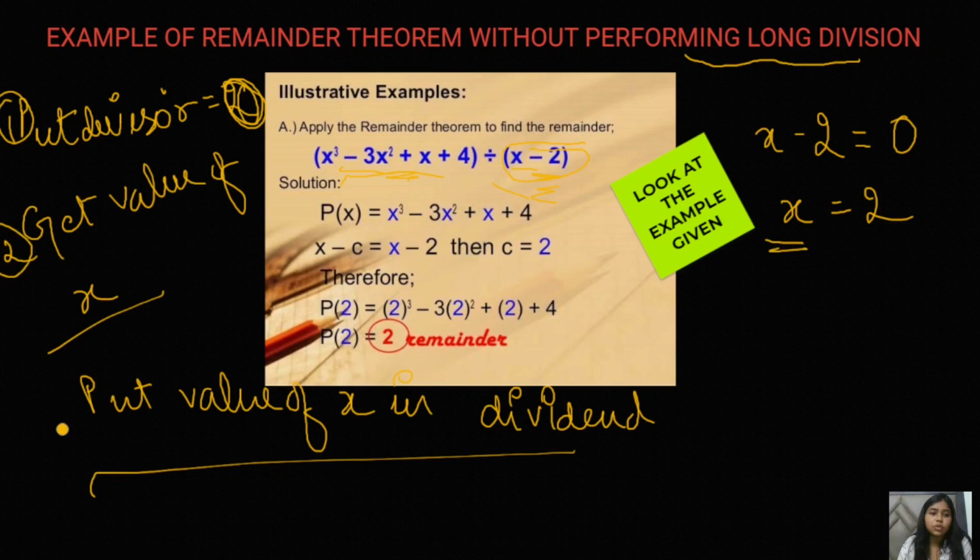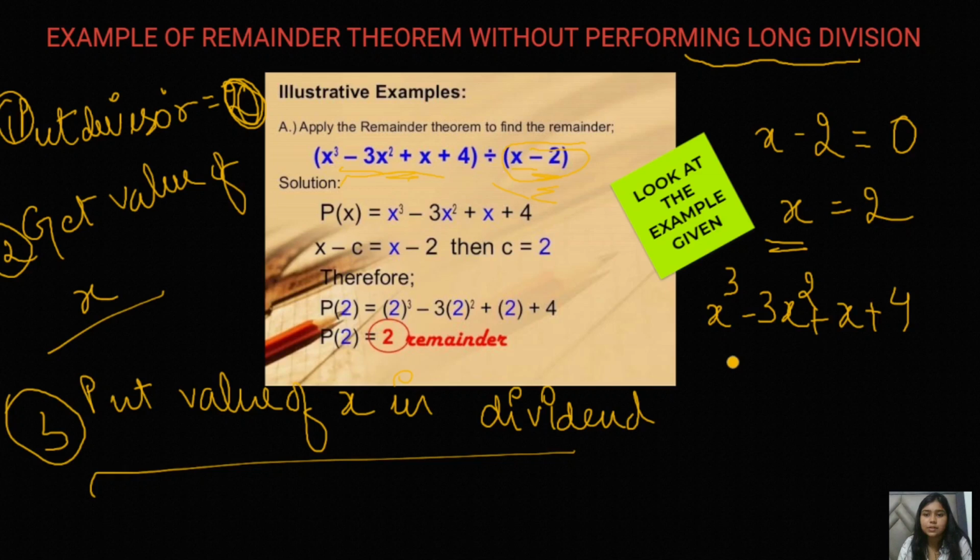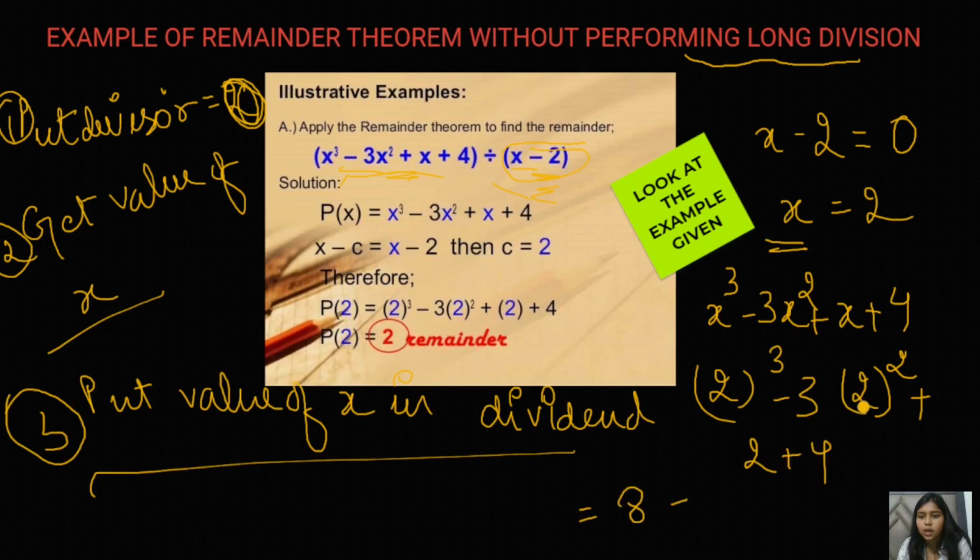Now the third step is to put the value of x in the dividend. Our dividend is x cube minus 3x square plus x plus 4. So let's just put the value of x, which is 2. 2 cube minus 3 times 2 square plus 2 plus 4. What we'll get is 8 minus 3 times 4, which is 12, plus 2 plus 4.